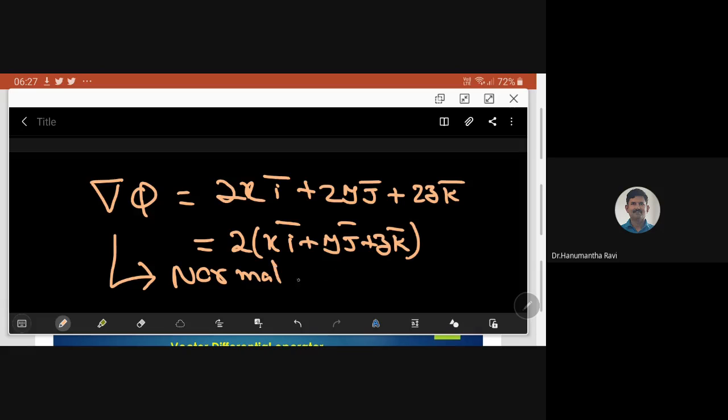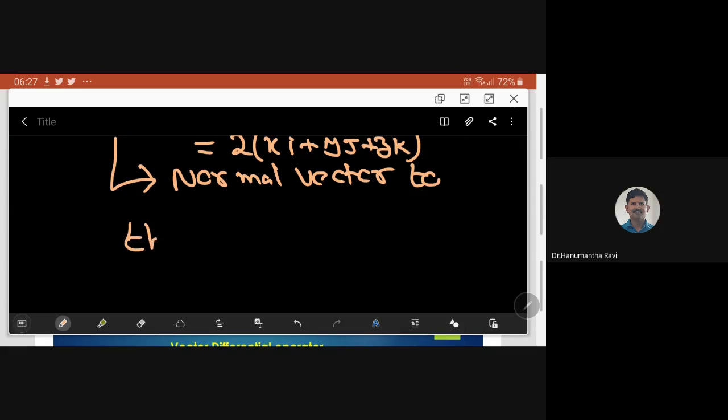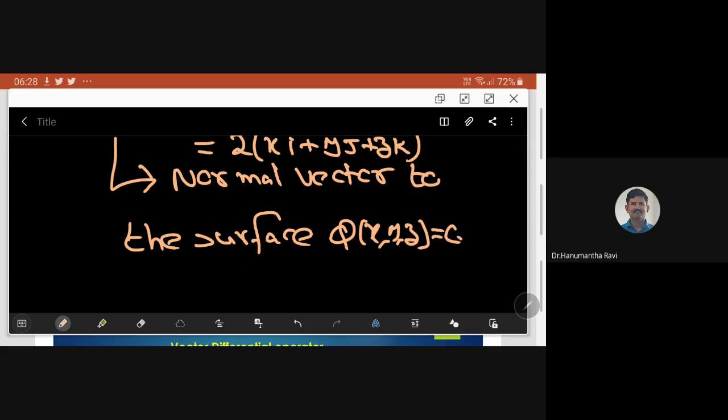So this represents the normal vector to the surface phi of x, y, z is equal to c. This is an application of the gradient.